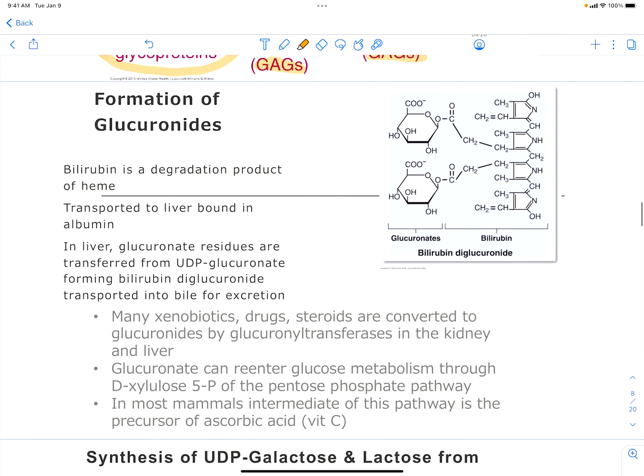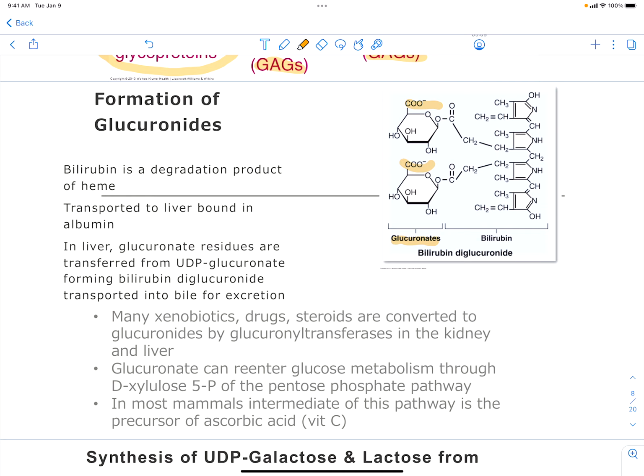Now, the formation of glucuronides, an example is bilirubin. Bilirubin is going to have negative charges attached to it. Again, it's going to help it to be able to be excreted. Bilirubin is a degradation product of heme. So your red blood cells are going to be broken down in your spleen, and then heme gets transported to the liver, bound to serum albumin. And then in the liver, you're going to add glucuronate residues through UDP glucuronate transfer to bilirubin. And this is also going to happen with many different types of drugs and steroids. It's going to be the same process.